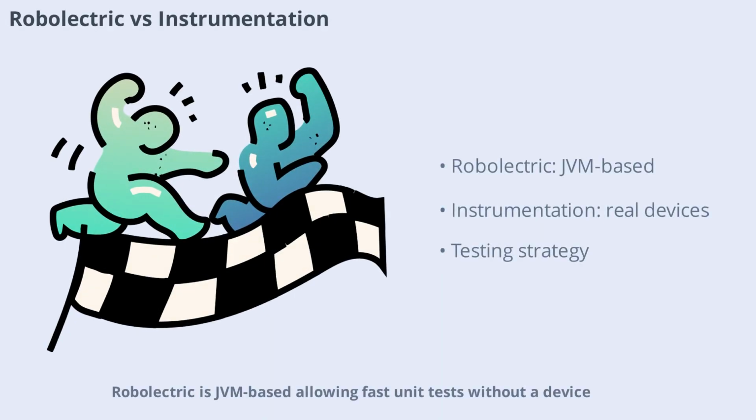Robolectric is JVM-based, allowing fast unit tests without a device. Instrumentation tests run on real or emulated devices, providing more accurate results. Understanding the differences helps you choose the right testing strategy.